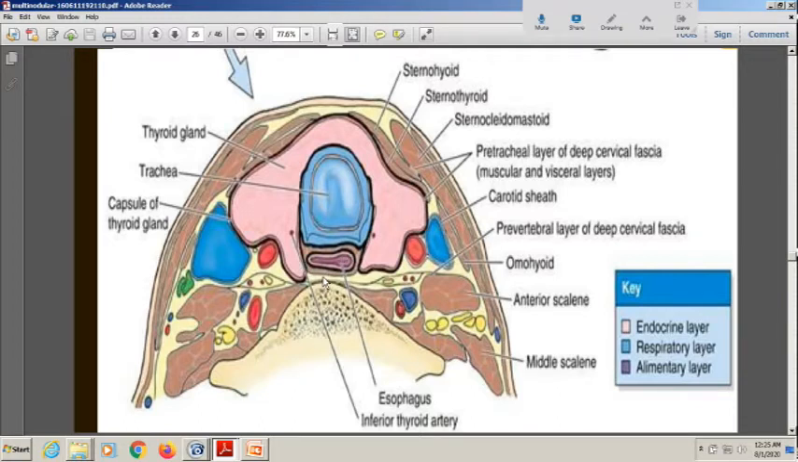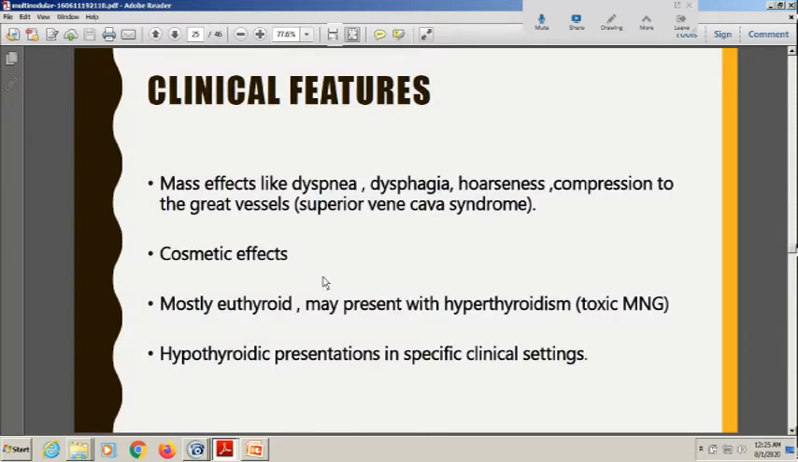Now the most common symptom also is a cosmetic effect. That means there is an enlarged swelling in the anterior aspect of the neck. Next, mostly all multinodular goiters are euthyroid, but may present with hyperthyroidism after a long period. That means which will lead to the toxic MNG.